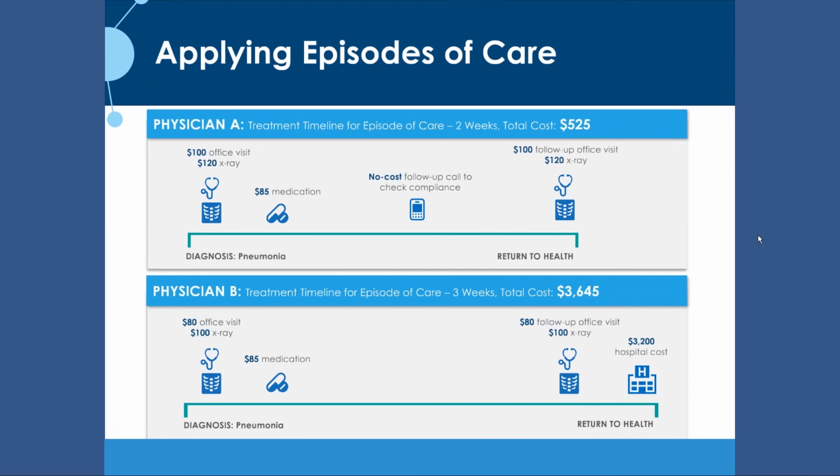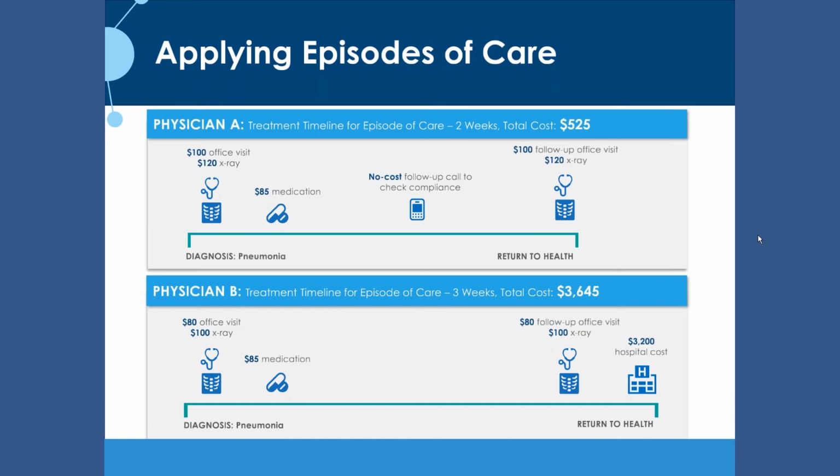The episodes of care also allow us to compare physicians, and this is an illustration of why it's important to look at the full episode of care rather than just a claim. So if we're comparing physician A to physician B, there's a couple of things to illustrate. These patients have been diagnosed with pneumonia. The first thing is that if we were to base our care on the price of just the office visit and the x-ray, physician B comes out ahead. The total is $180 versus $220 for physician A. That's a difference of $40.